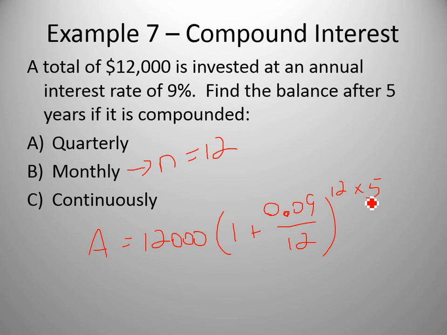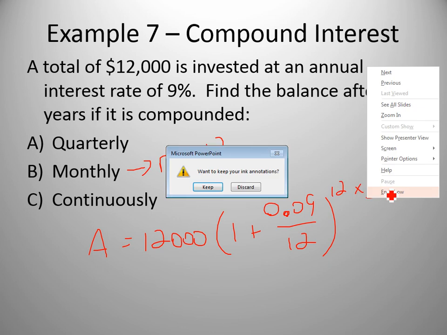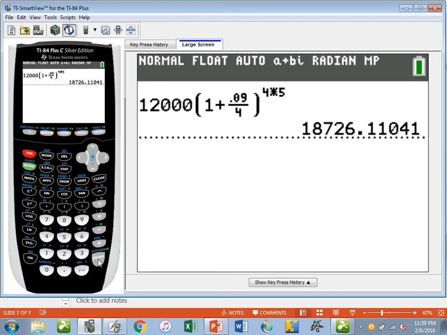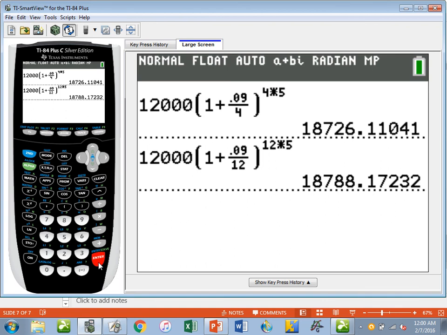So when I do that in my calculator, once again I'm going to exit out of here, and I'm going to just do my second enter here just to get the previous formula up, and then all I want to do here is take my 4s and change them to 12s. So let me start with the fraction here. So I'm going to put a 12 in there, I'm going to take this 4, I'm going to put a 12 in there, times 5 at the end. And when I do that, I get a value of $18,788.17.